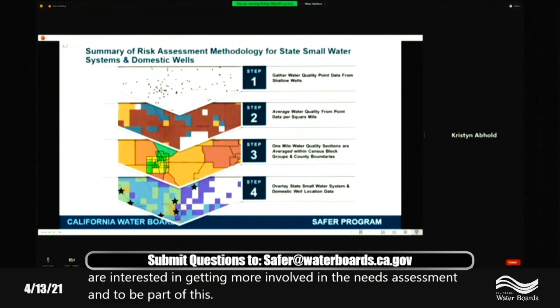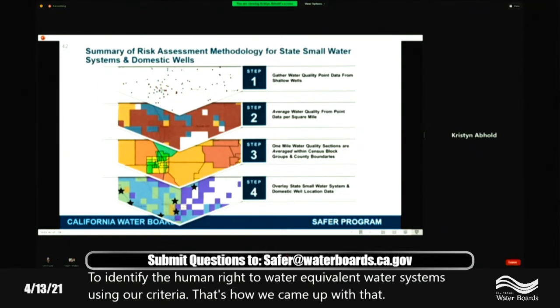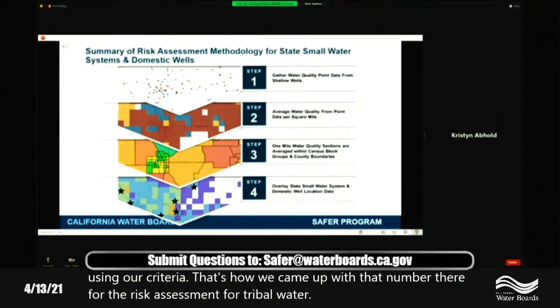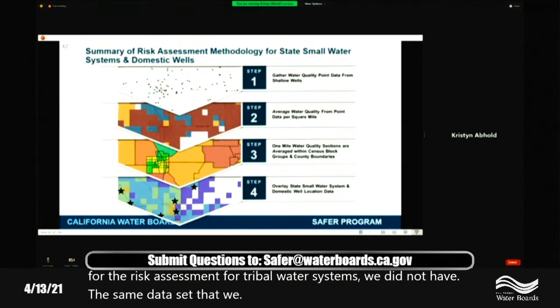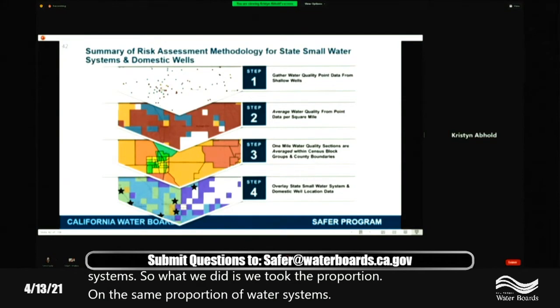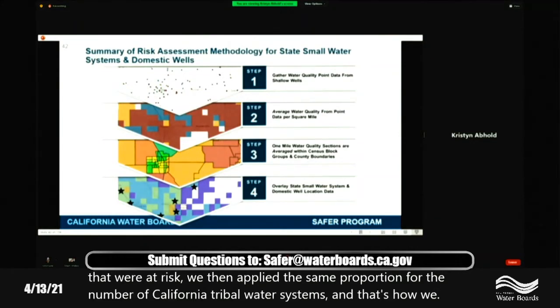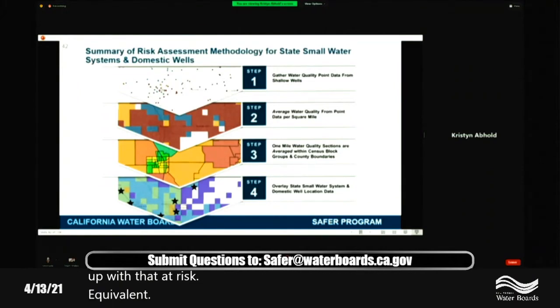What we did this year is we worked with US EPA to identify the human right to water equivalent water systems using our criteria. That's how we came up with that number there. For the risk assessment for tribal water systems, we did not have the same data set that we did for public water systems. So what we did is we took the same proportion of water systems in the state of California that were at risk. We then applied the same proportion to the number of California tribal water systems. And that's how we came up with that at-risk equivalent number for tribal systems.